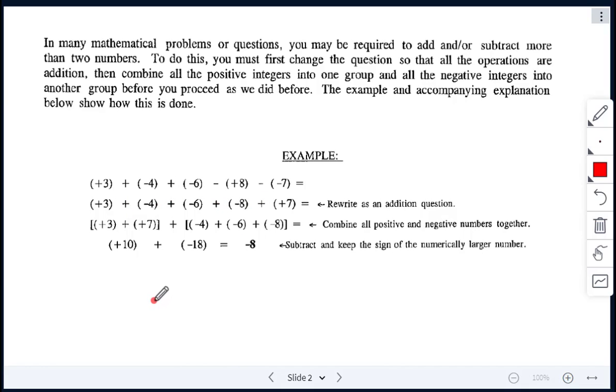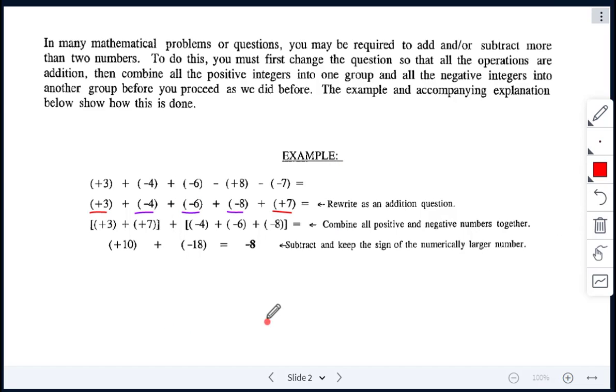Now, all we're going to do is take all our positive integers and group them together. So positive 3 and positive 7 got grouped together here. And then all our negative integers got grouped together. I'm just going to change my color. So negative 4, negative 6, and negative 8 got grouped together here.